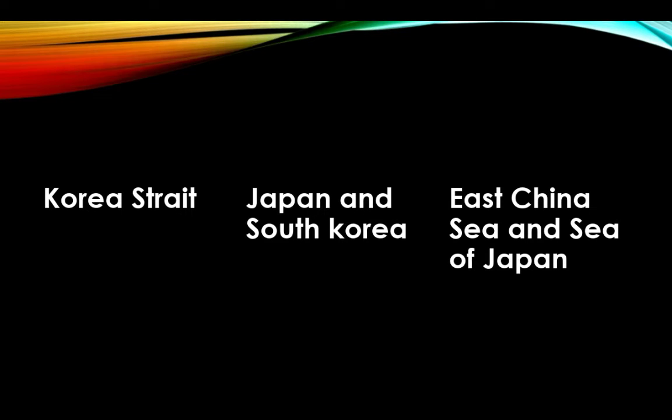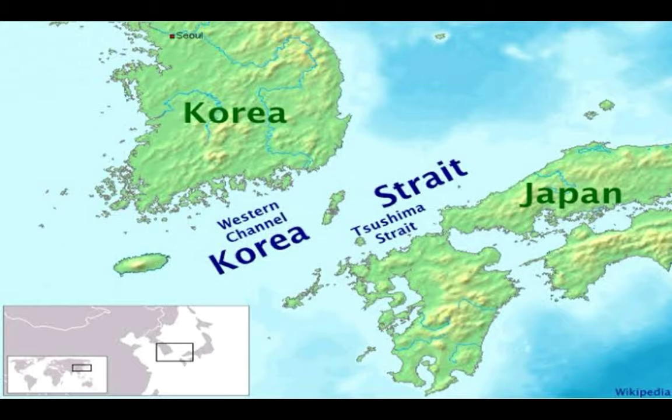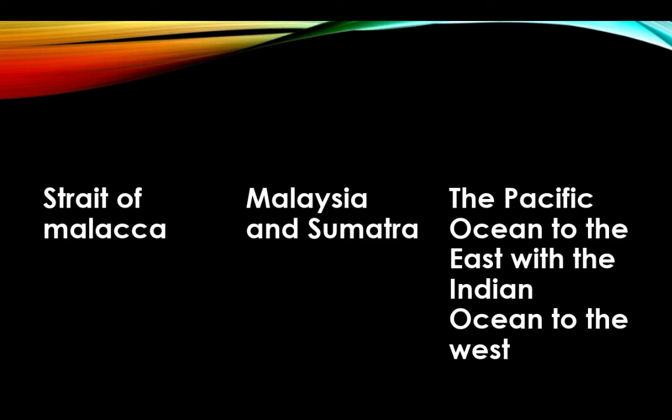Next strait is Korea Strait. Japan and South Korea are the land masses, whereas water bodies are East China Sea and Sea of Japan. We can see in the map. In the left bottom corner we can see this on the world map and magnified after that. Now next we have Strait of Malacca.